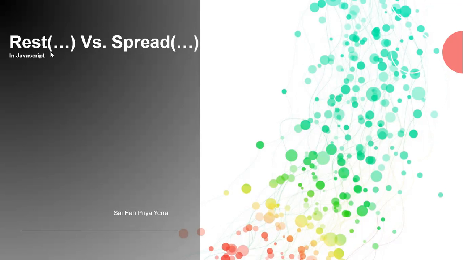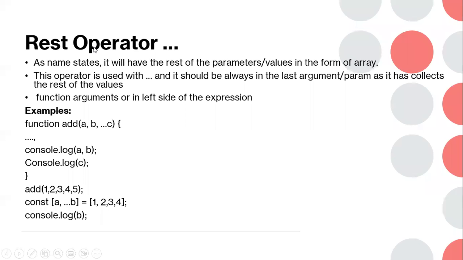So first we'll discuss the rest operator. Rest is denoted with three dots. What is a rest operator? As the name states, it will hold all the rest of the elements in the form of an array. So what are the rest of the elements?